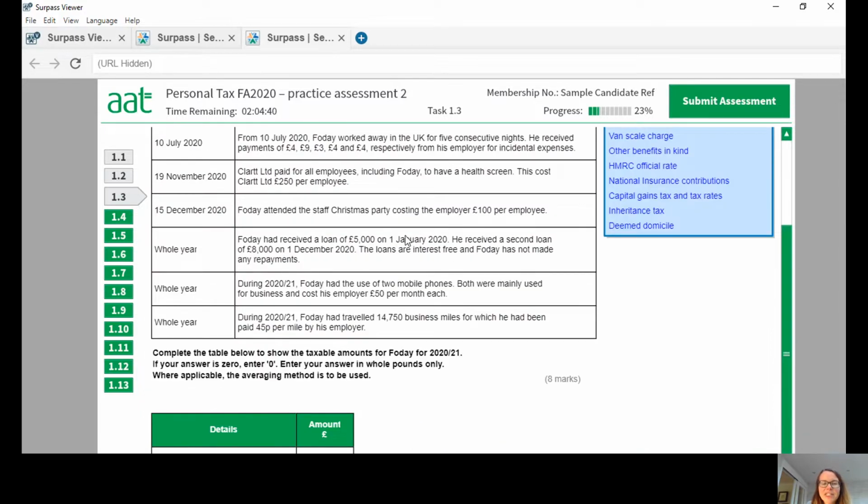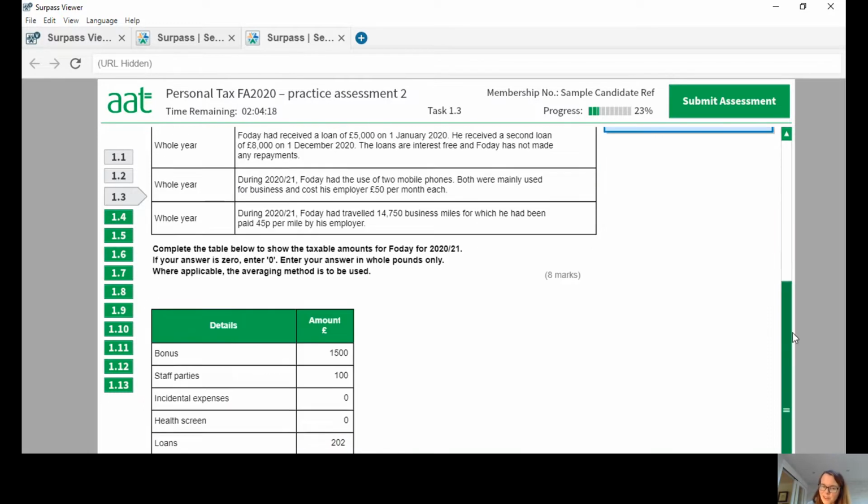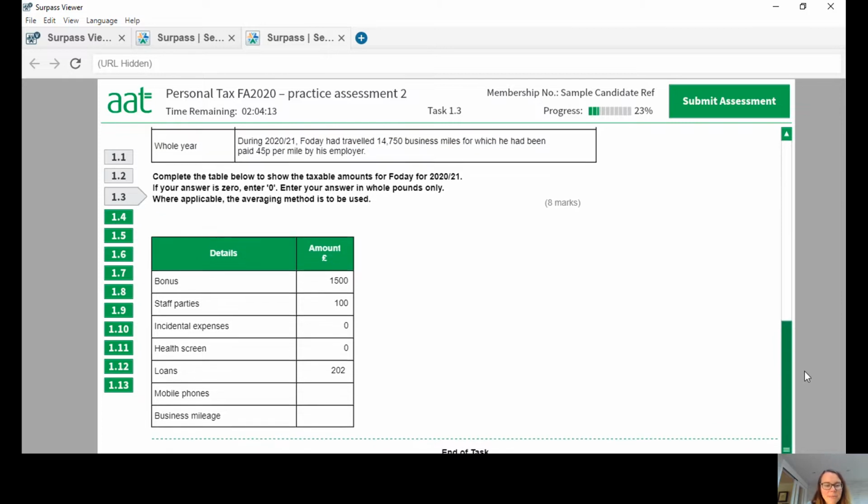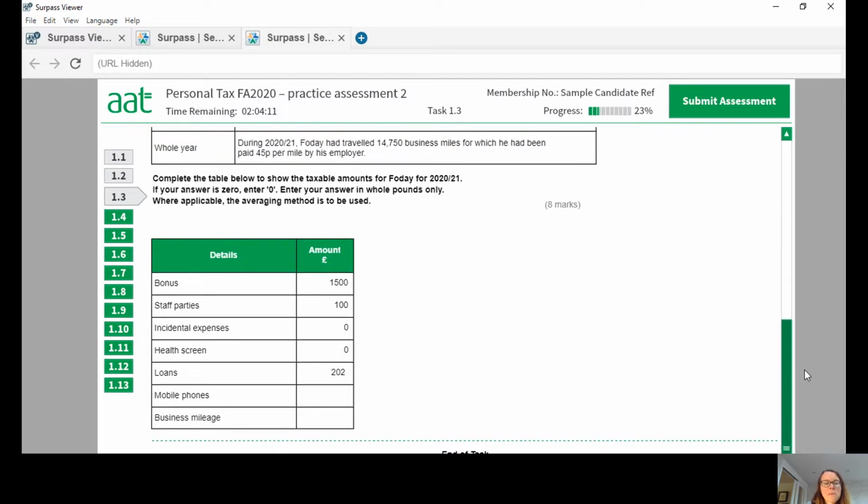So yeah, average is 5,000 at the start of the year, 13,000 at the end of the year. So the average of 5 and 13 is 9,000 times the official rate of interest. If you can't remember it, you can click on there, 2.25%. It's interest free, so there's nothing to subtract, which gives an answer of 202. Happy days. Right, mobile phones.